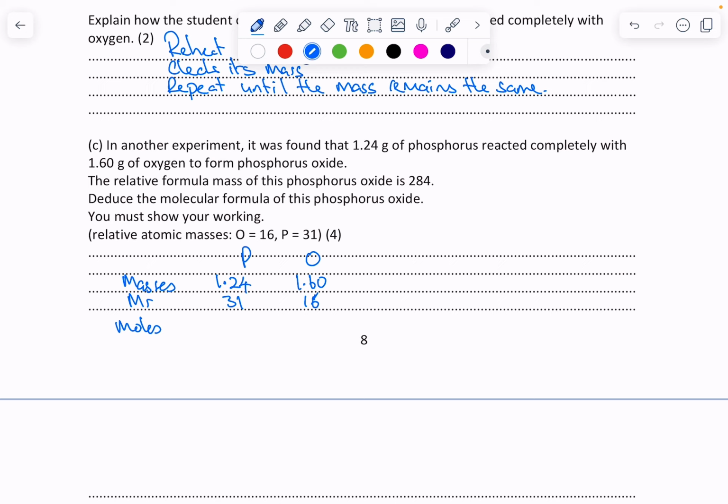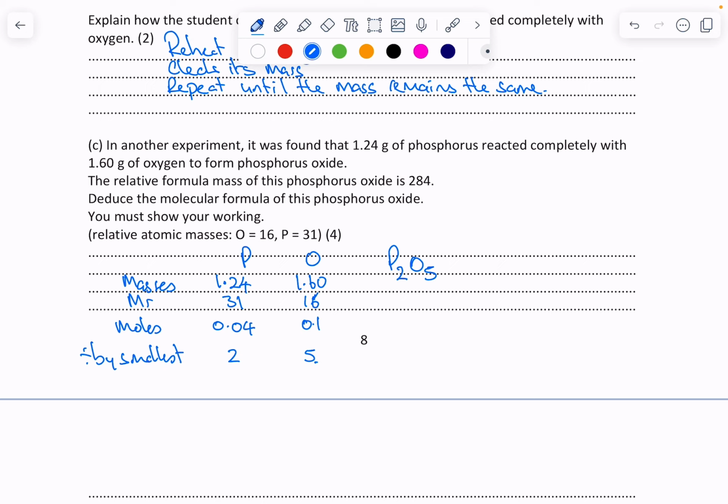Okay, so the moles of phosphorus is 0.04, I just did it on my calculator, and this is 0.1. Then I'm going to divide by the smallest number. So dividing by the smallest number, we get an answer of 2 to 5. Okay, so this means the empirical formula is P2O5 as an answer. That's only the first step.